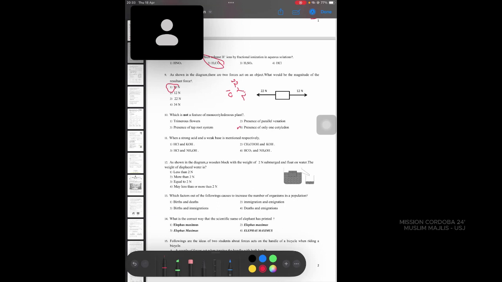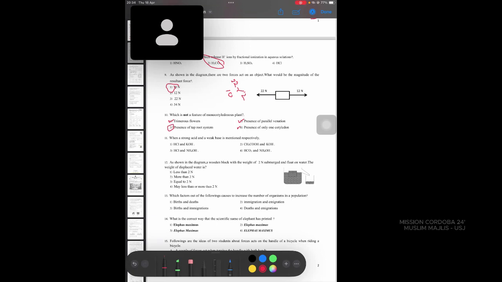Trimerous flowers is also correct because in monocots we have trimerous flowers. In the other one, we have multiples of 4 or 5, that is tetramerous or pentamerous. Parallel venation: do you see this in monocot or dicot? Monocot. Good. In dicots, what type of venation do you see? Reticulate venation. Very good. So here, taproot system is not seen in monocots. Monocots have a fibrous root system, or we call it an adventitious root system.